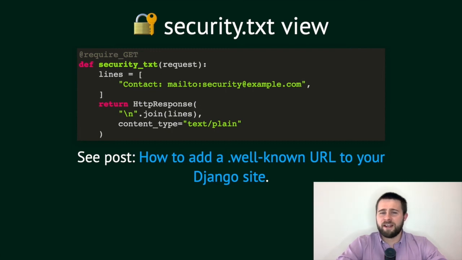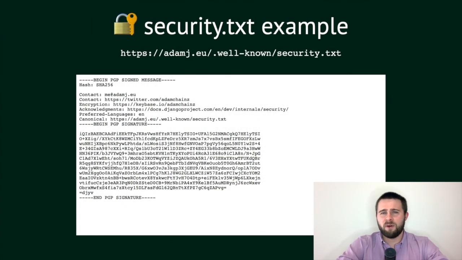To serve this out of Django, it doesn't take very much code. Here's an example view that serves the bare minimum security.txt that has a single line in it, that has an email address. I wrote a blog post on serving well-known URLs that uses security.txt as an example. You can go a bit more advanced, and for example, here's the one on my own website, which shows that it was signed with my PGP key and contains several different forms of contact.